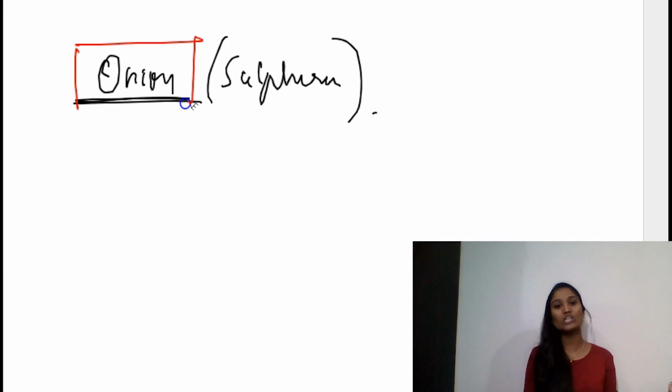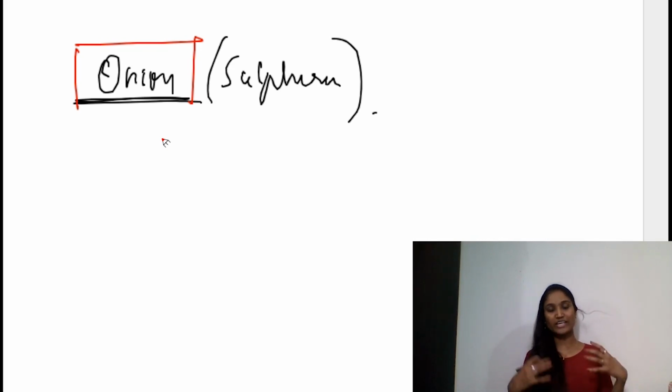Now the onion extract, as in the juice of onion, has the capacity to act as an olfactory indicator. In presence of an acid, it does not change its smell, but in presence of a base, it changes its smell completely. Like the smell gets vanished. It does not get changed into something else, but the smell gets vanished in presence of a basic medium.